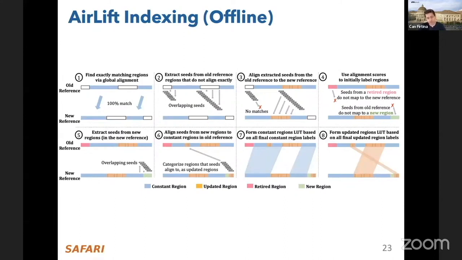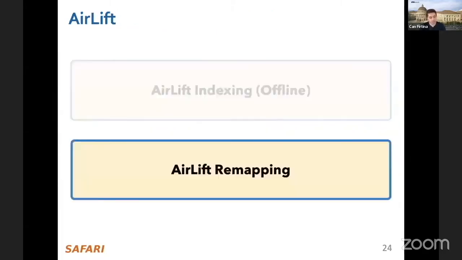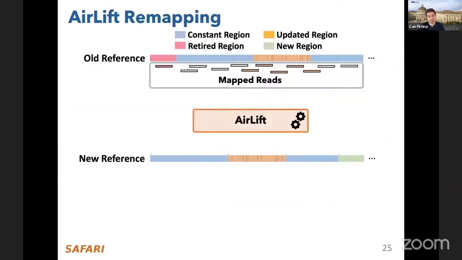So these are all the steps that we apply in the indexing step, and this essentially gives us a sort of lookup table, meaning given a particular position in the old reference genome and given a new reference genome, should that particular position be considered as a constant region, or updated region, or a retyped region, etc. So let's then go over the steps that we do when mapping the reads from an old reference genome to the new one by using this AirLift indexing information.